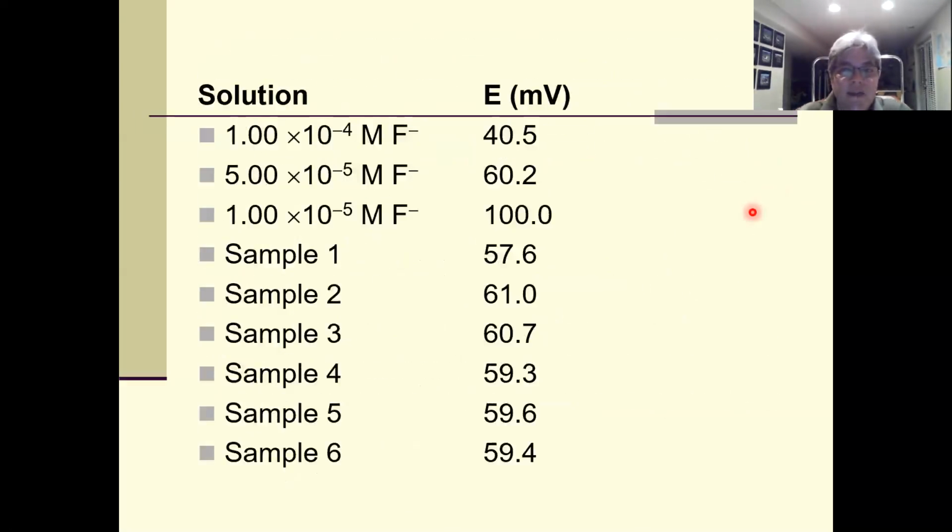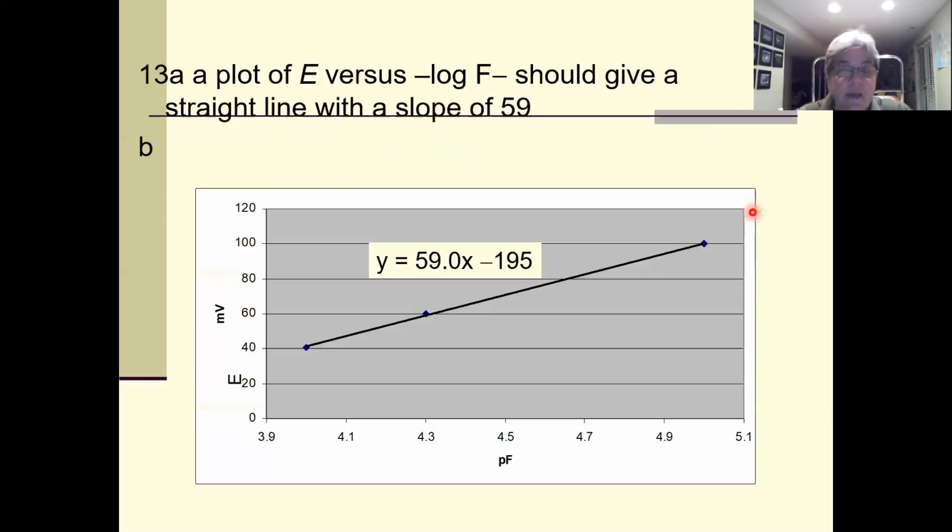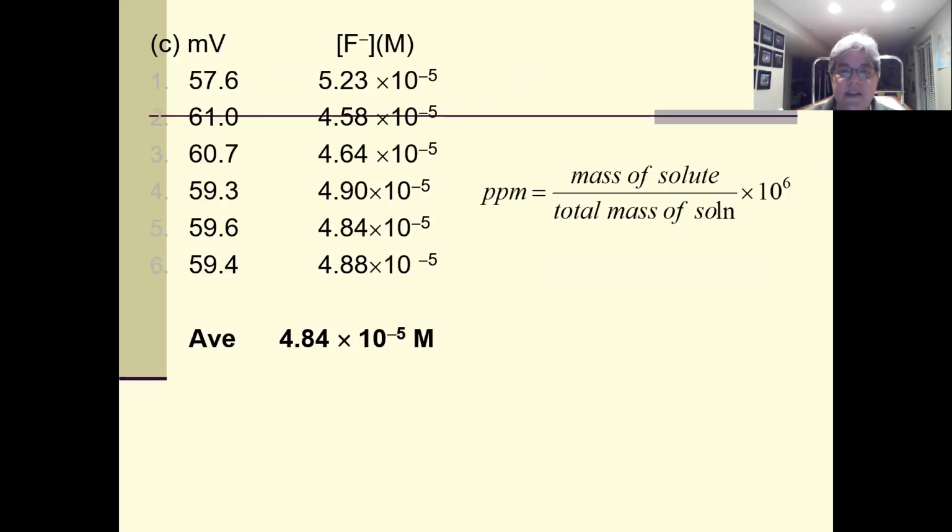Okay, so then you had to take this data and you had to make a plot, and the equation for your line should be close to this. If you're paying attention to significant figures, this is actually what it would be. And notice this is pretty close to what we said. You know, this slope should be 59 millivolts, and it's quite close to that. All right, then what you have to do is to take that equation and calculate the molarity for each of the samples.